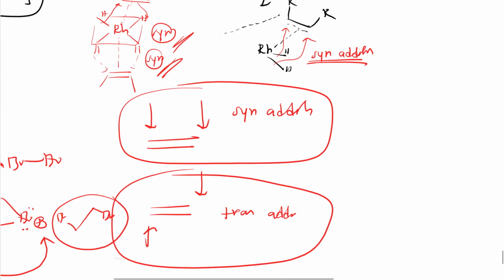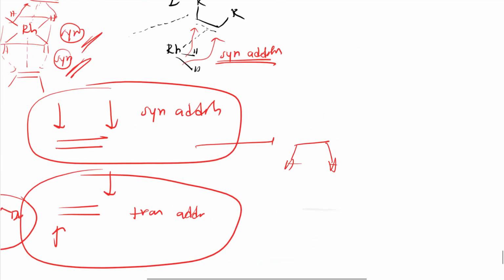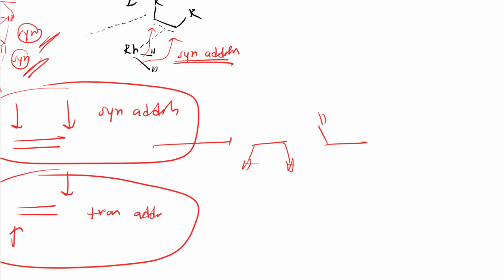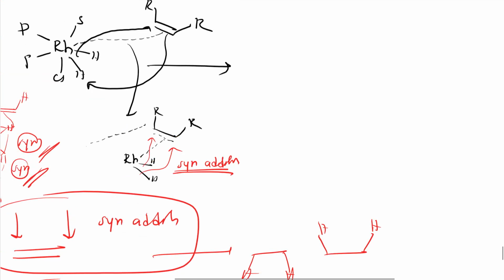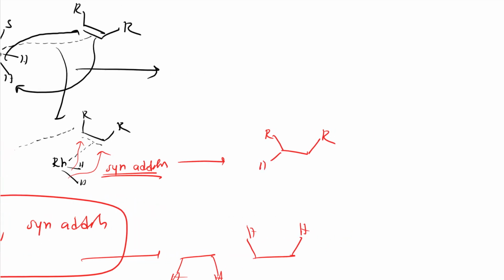Whereas syn addition means both the hydrogens will attack from below, or both hydrogens will attack from above. So both above or both below is called syn addition. So here syn addition happens, and I'll get this product. And here, with hydrogen syn addition, the reaction is also taking place along with the solvent.